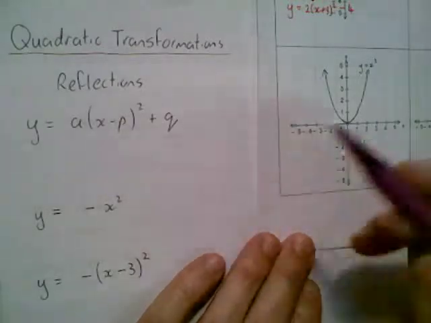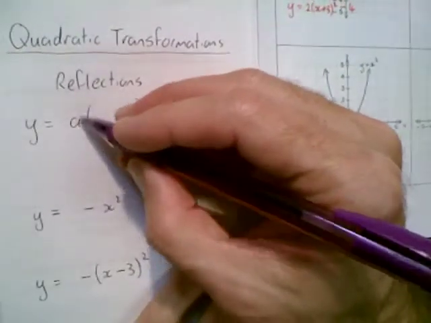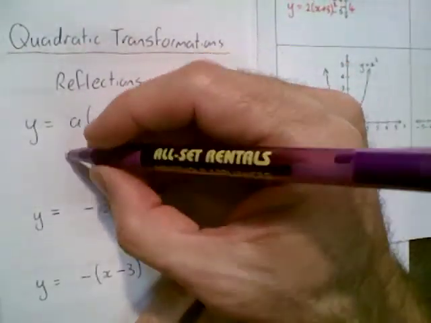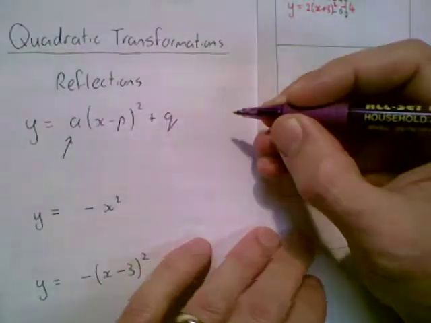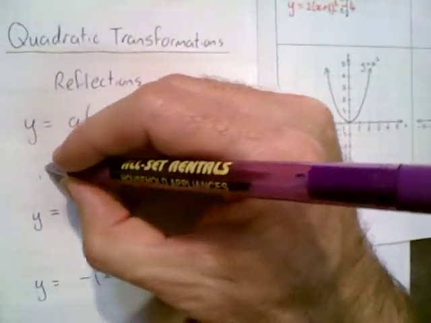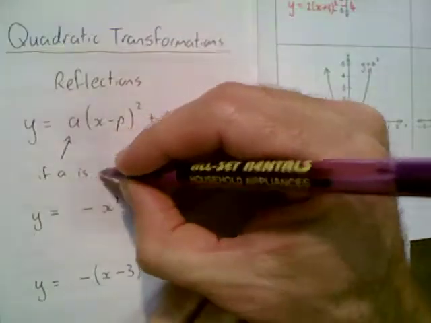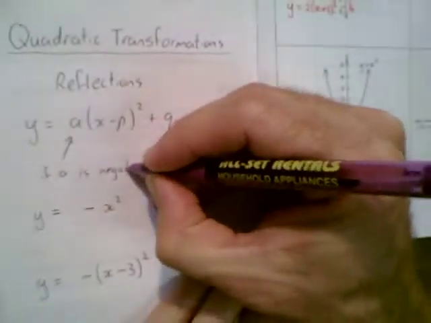So with a reflection, what happens is if this dilation value, the a value here, is actually a negative value, so if a is negative, we have a reflection.